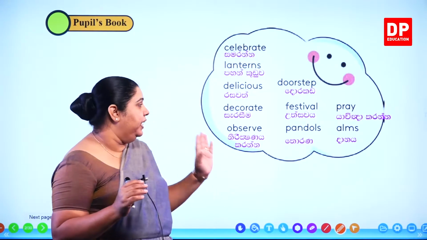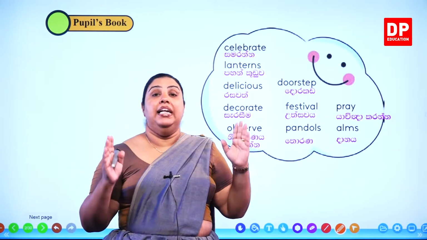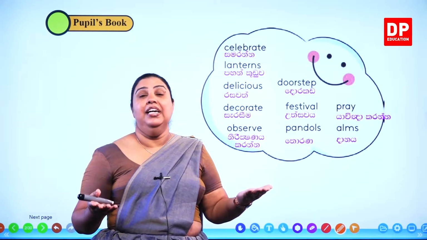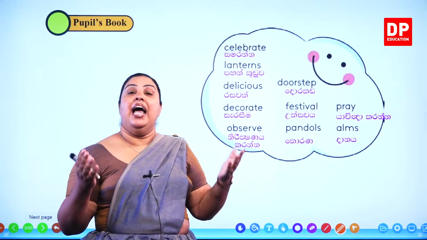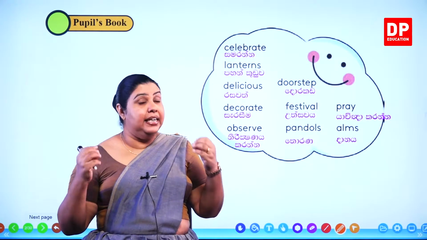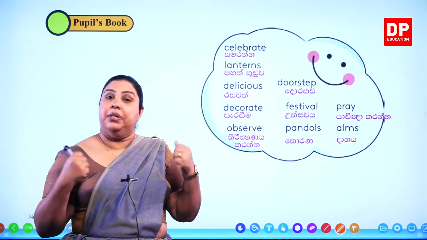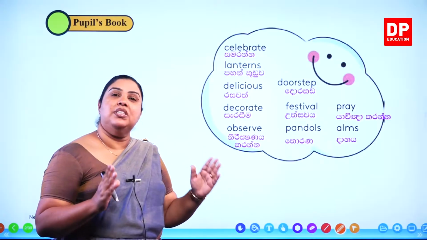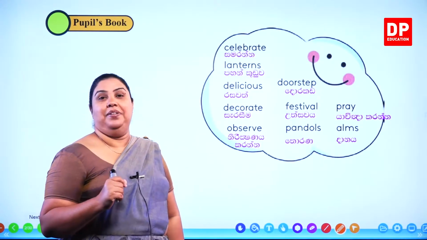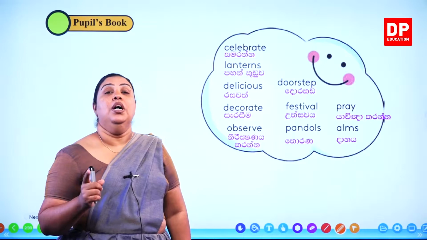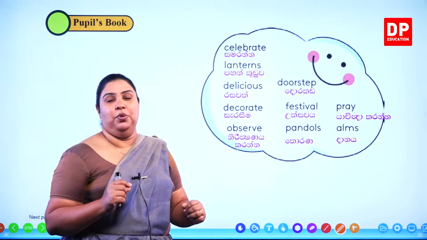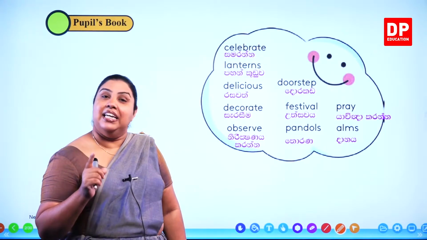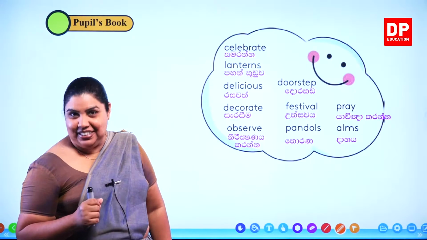A-L-M-S. Alms. So please learn all these words. Learn the way that you say it, the way you pronounce these words properly. Listen to the teacher. You have to learn, and you must listen and learn how to say the words properly, pronounce them properly, and learn the spelling, and you have to write them. Use these words in your writing as well. Right, now it is time for us to go back to our pupils book, and we are going to start our lesson all about the festivals in Sri Lanka, the Sri Lankan festivals.